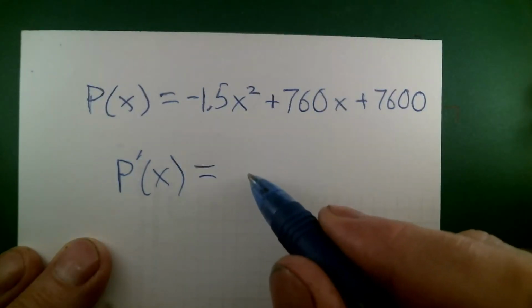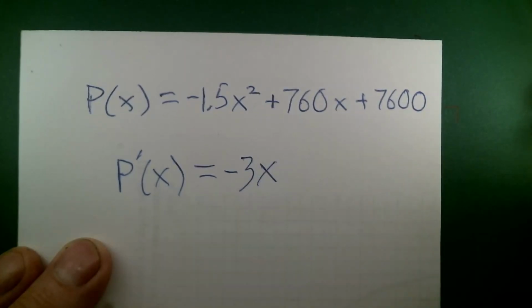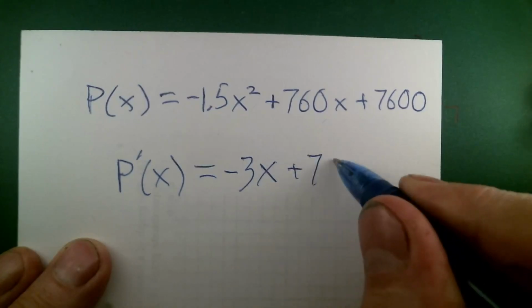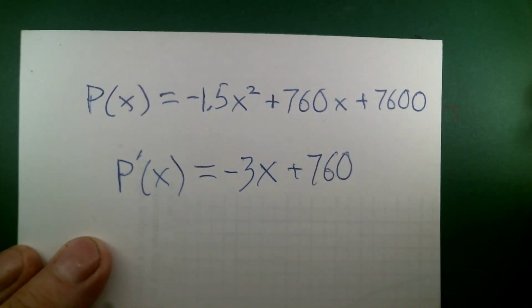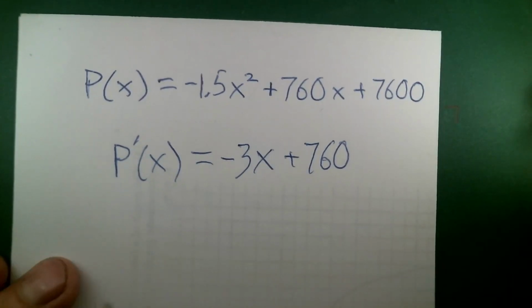That would be negative 1.5 doubled, gives us negative 3 times x, and then 760x gives us plus 760. And the 7,600 being a constant goes to 0, so we don't have to deal with that. So there's our marginal.